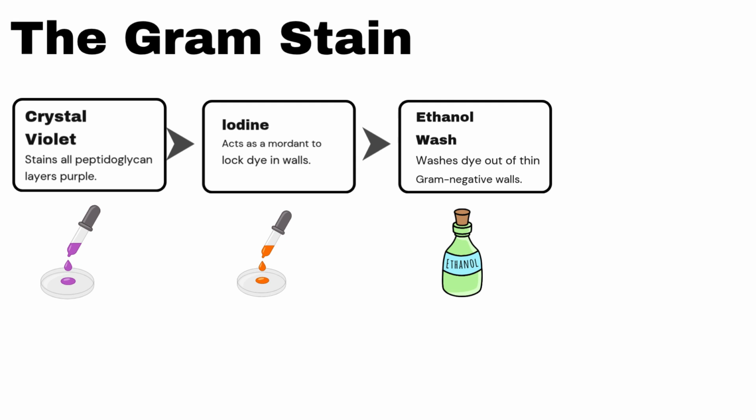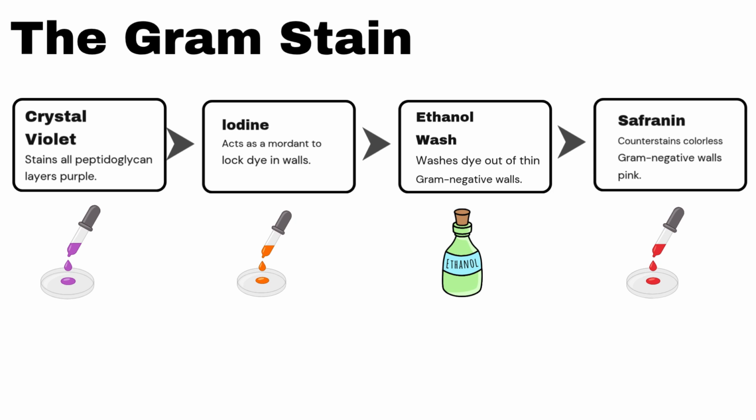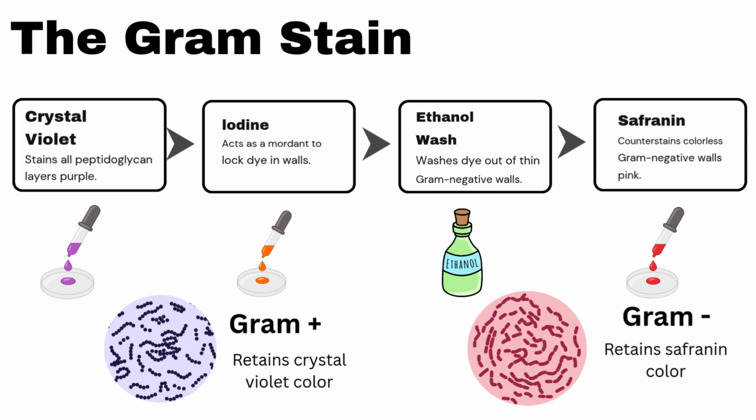This rapidly strips the dye right out of the thin, loosely protected gram-negative walls, leaving them entirely colorless. But those thick gram-positive walls stubbornly hold on to the purple. Finally, we use safranin to counterstain those now colorless gram-negative walls pink. And that is the structural logic behind why gram-positive tests purple and gram-negative tests pink.